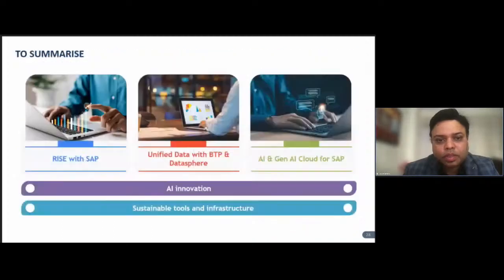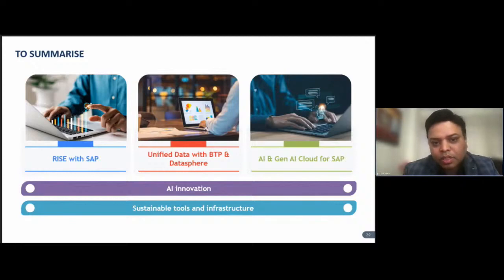Next slide, please. So to bring it all together, in summary, there are three ways in which Google Cloud is working with SAP customers. The first is whether it is RISE or non-RISE, whether you decide to host directly with Google Cloud or through the RISE model, we can support you throughout the journey.